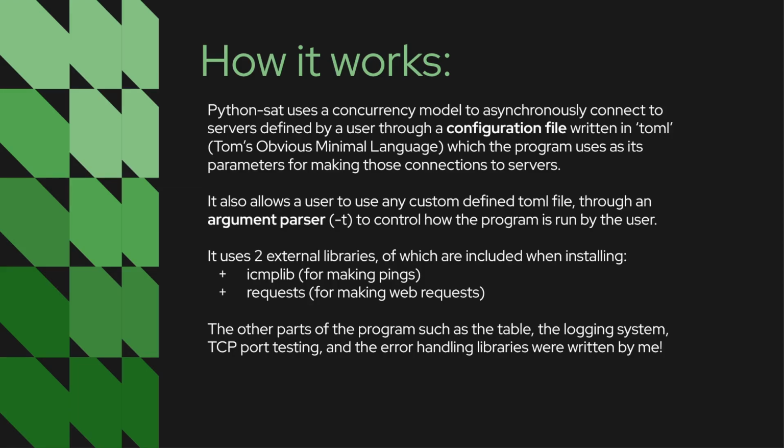Python SAT uses a concurrency model to asynchronously connect to servers defined by a user configuration file written in TOML. A user can create or define their own TOML files using an argument parser, and it also has two dependencies: ICMPlib and requests. The rest of the project is built in. All the dependencies and libraries I built myself.